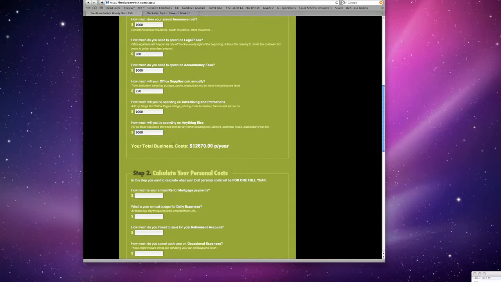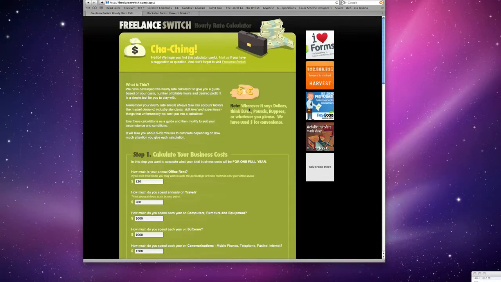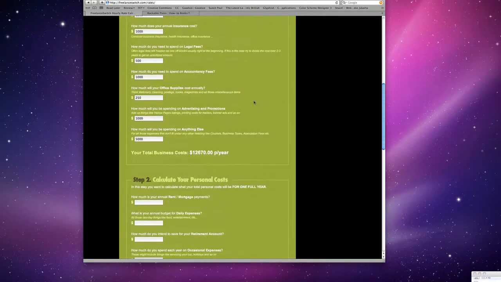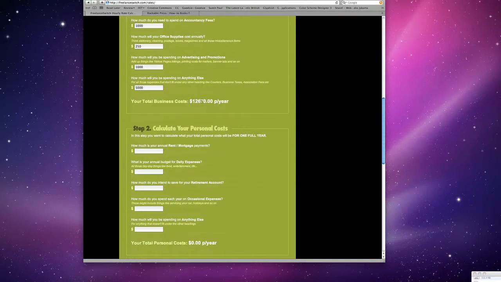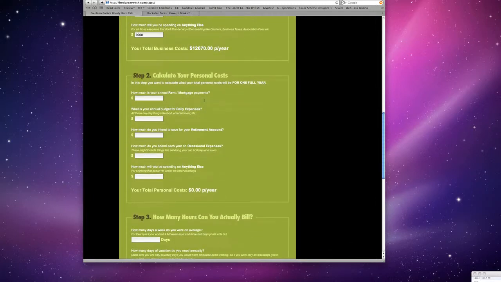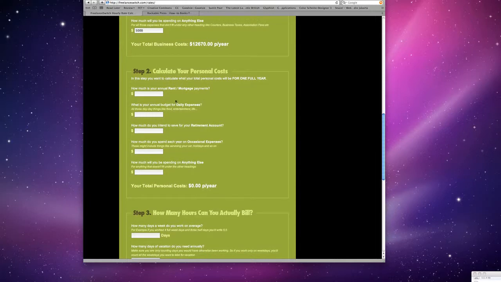So you can see there it's given our total business cost for a year as $12,670. Note that it says up here that it doesn't matter whether you actually take the dollar sign into account. You can just switch out the numbers for pounds or rupees or whatever you want. So then we're going to calculate our personal costs, and that is going to help us then offset that. So how much is your annual rent and mortgage payments?